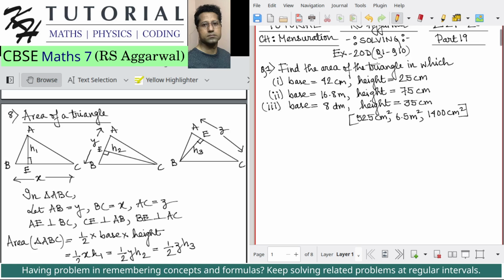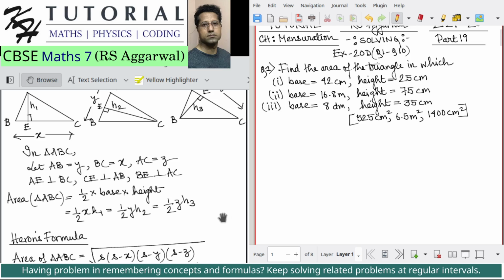Okay, so the first problem says find the area of the triangle in which there are three parts, base and height are given. If you have to find the area, this is a direct application of the formula that the area of a triangle is half into base into height. But we need to be careful regarding the units. So part 1, area A will be equal to half multiplied by the base is 42 centimeter and the height is 25 centimeter.